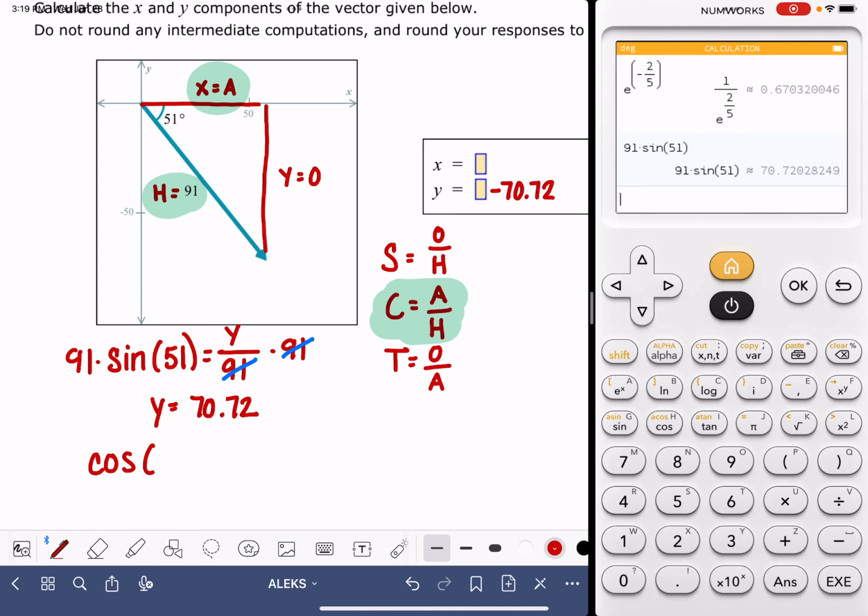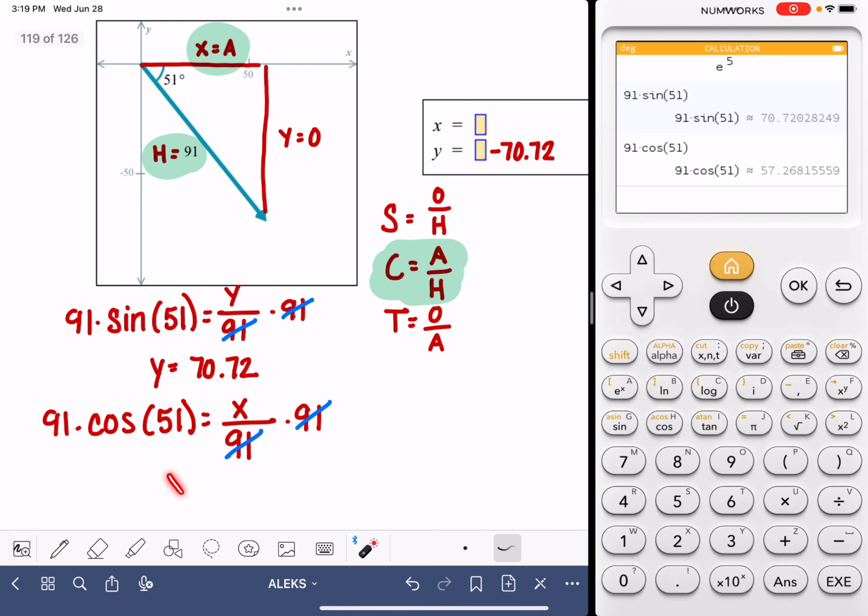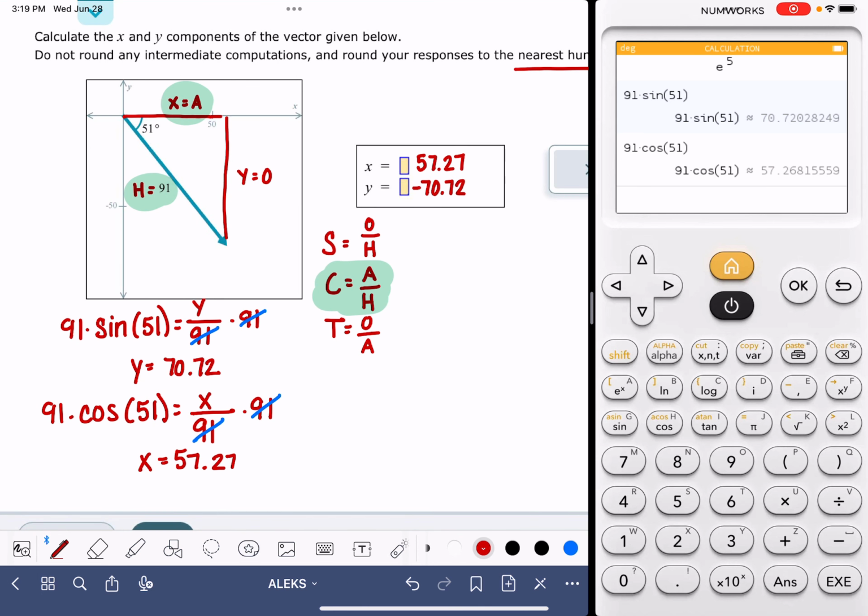Cosine of our angle, still 51, is equal to a, which is our x component, divided by the hypotenuse, which is 91. Again, we're going to multiply both sides of the equation by 91. And then solve 91 times the cosine of 51. That gives me an x component of 57.27 when I round it to the hundredth decimal place.